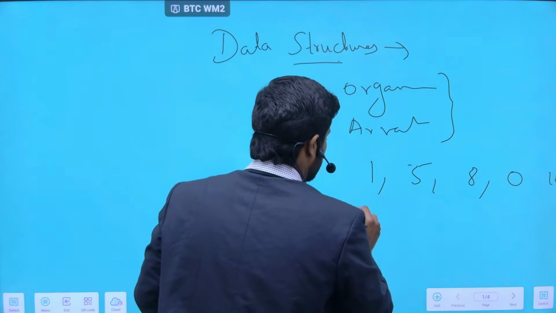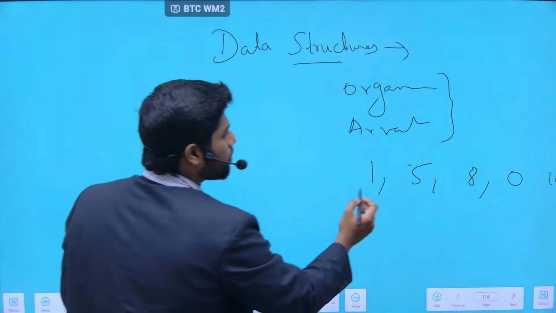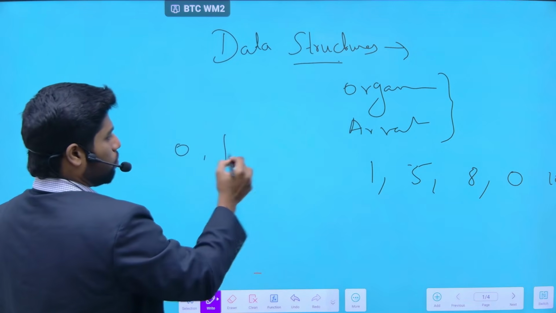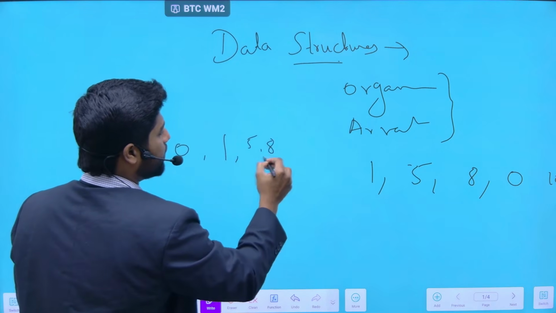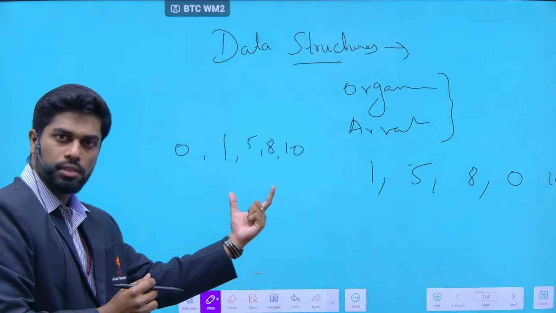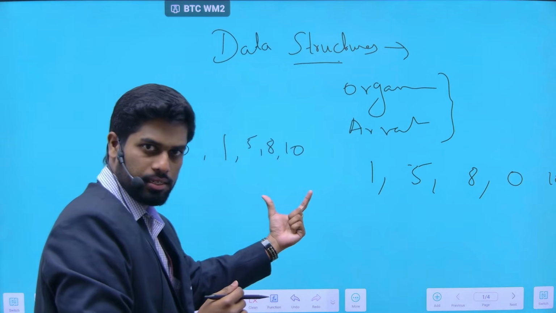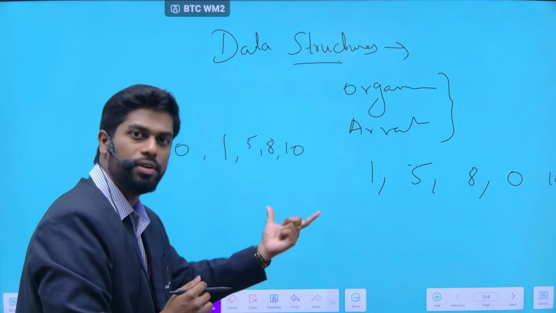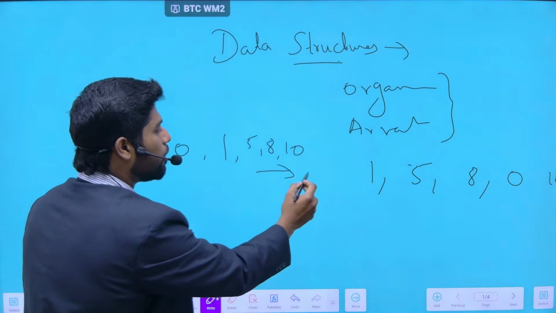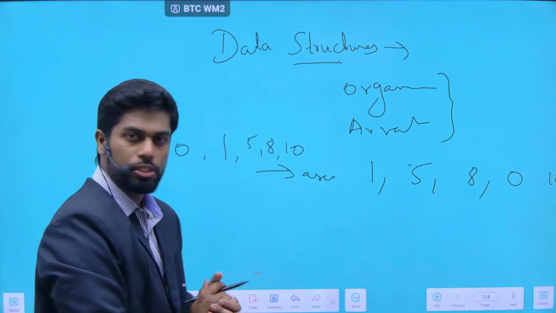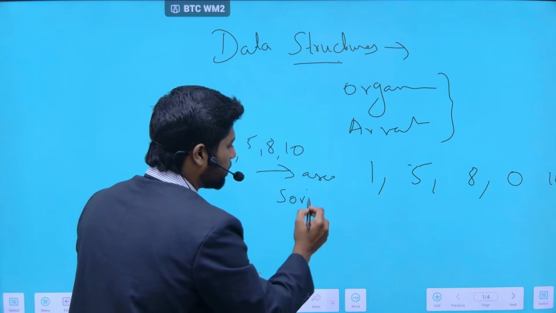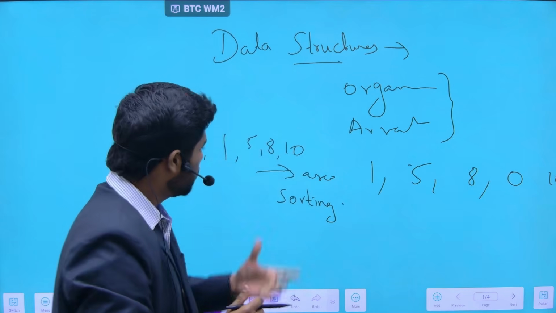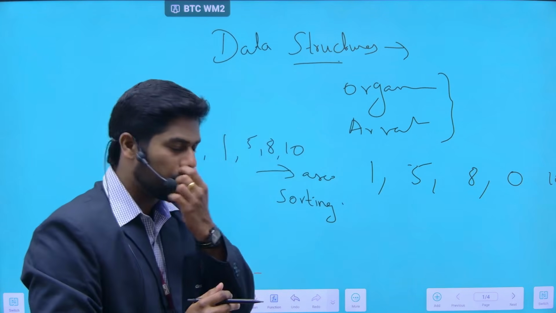Here, 0, 1, 5, 8, 9, 10. Now it is somewhat structured, it is organized. How is it organized? In ascending order. So this is nothing but sorting of data, either in ascending order or descending order.